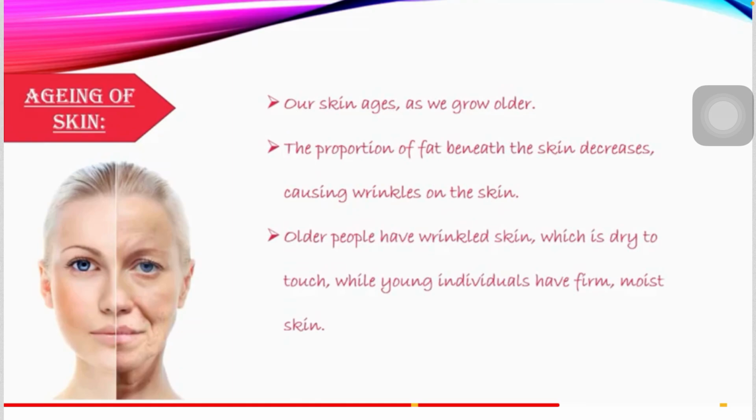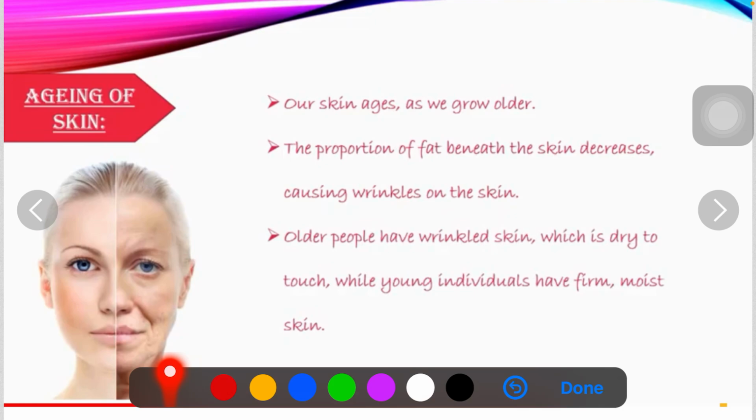Next topic is aging of the skin. Students, as we grow old, our skin ages. The proportion of fat beneath the skin decreases. The fat decreases, and because of that the skin becomes loose, causing wrinkles on the skin.